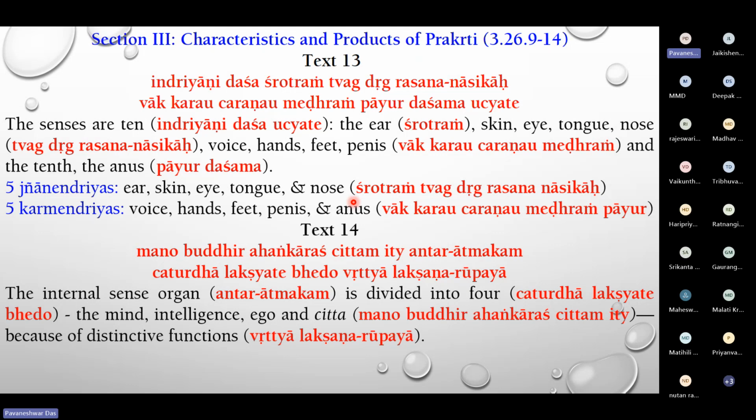Manas, buddhi, ahankara, and chitta. These are considered to be antahkaranas. Even though many times we may say that chitta is soul and all, here chitta is said to be the 24th element, which is like any other element. So in that way, you have to see.